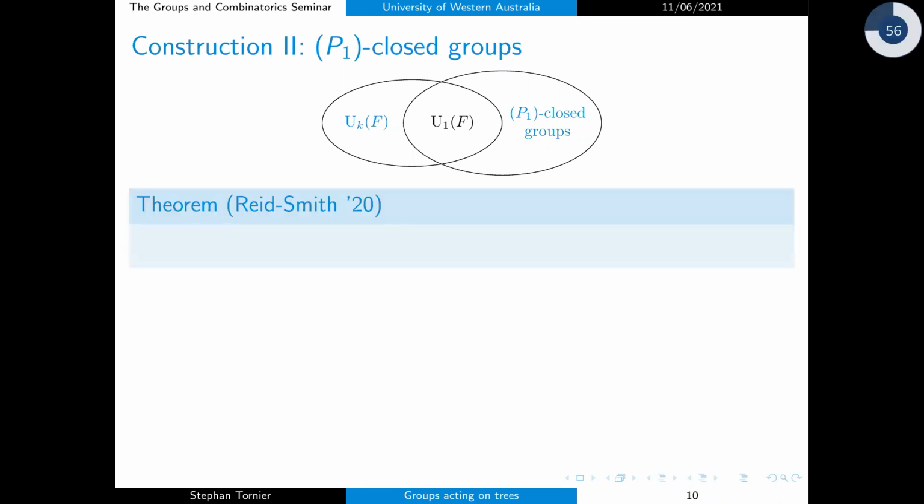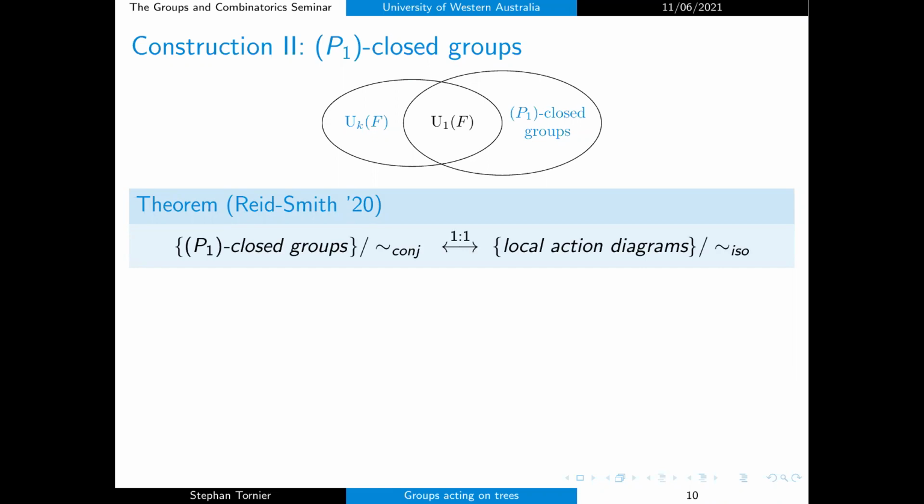And so Colin Reid and Simon Smith have recently come up with a classification of all P1 closed groups, which is quite remarkable and neat, I think. They classify these groups up to conjugacy in an object that they call a local action diagram, and this comes with a notion of isomorphism as well. So let me tell you what a local action diagram is, and then get into how exactly this correspondence works.